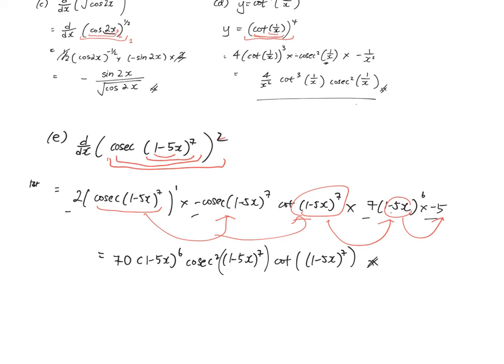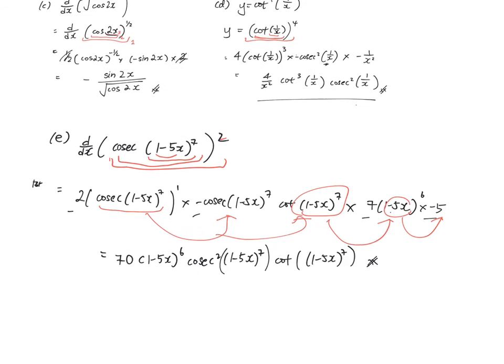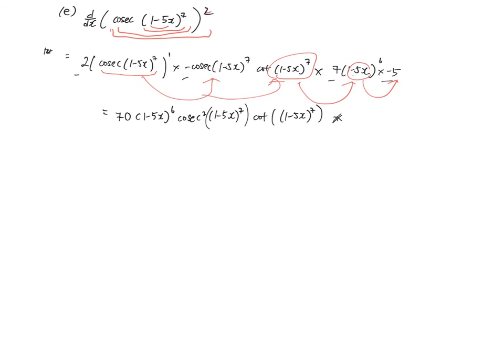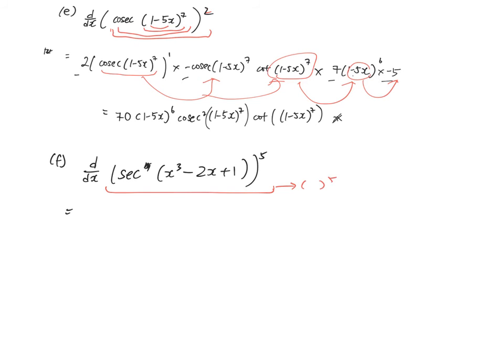Next one would be part F, the last one. For part F, we need to differentiate secant to the power of 5 of x cubed minus 2x plus 1. Again, I put the power 5 outside. The first layer is the power 5 function, the second layer is the secant, and the third layer is x cubed minus 2x.